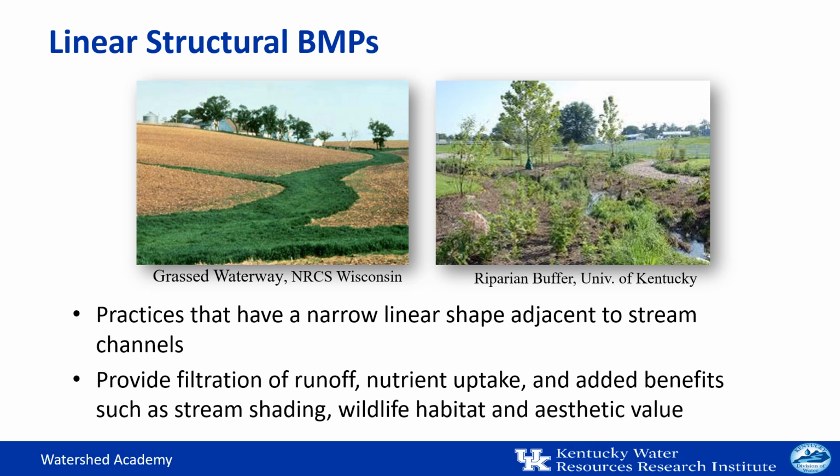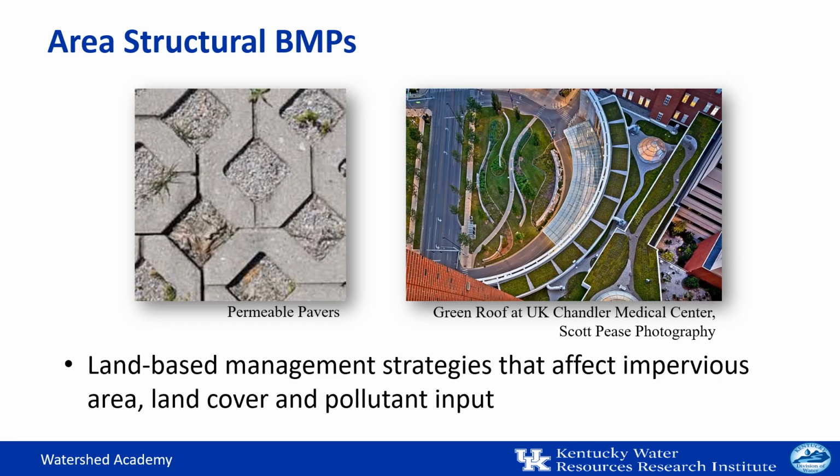A linear BMP is located adjacent to stream channels and therefore has a narrow path. These BMPs can provide runoff filtration, nutrient uptake, and added benefits such as stream shading, wildlife habitat, and aesthetic values. Examples of linear BMPs include grassed swales, infiltration trenches, vegetated filter strips, and enhanced riparian buffer zones. Broader land-based strategies manage runoff from larger, less defined areas. Examples of area BMPs include green roofs, porous pavement, and preserved natural areas.